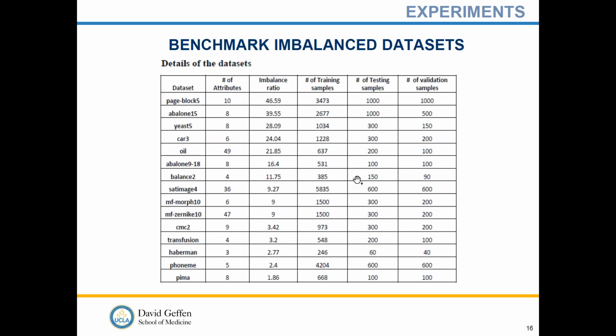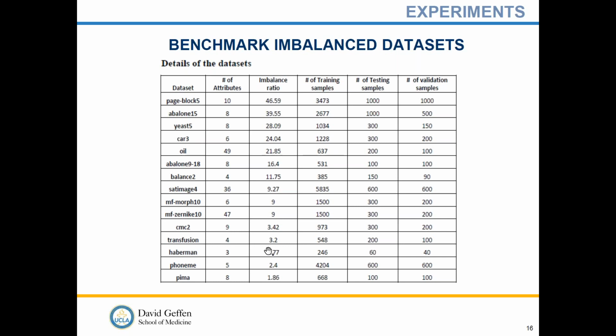Thanks. Okay, so these data sets are benchmark imbalance data sets which are downloaded from the UCI repository. So, for example, this PIMA diabetes dataset contains samples of patients.